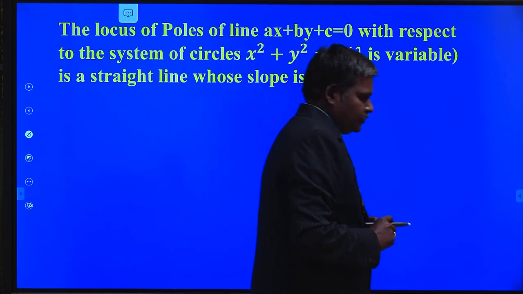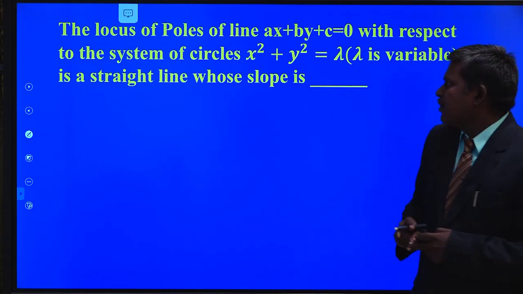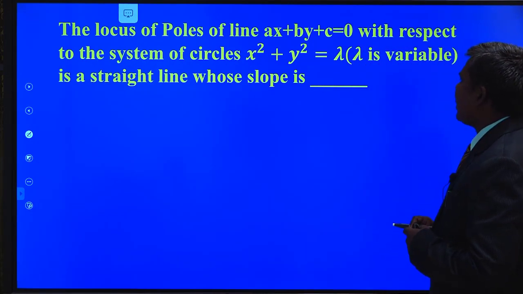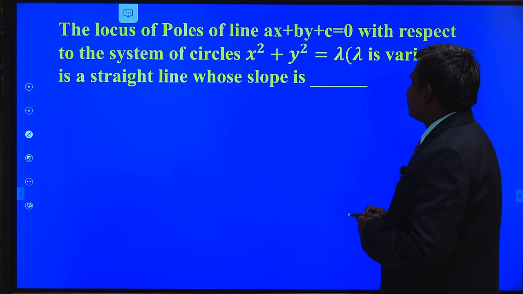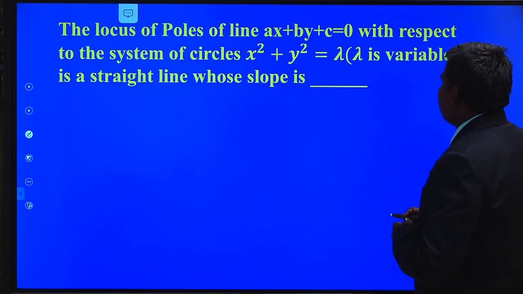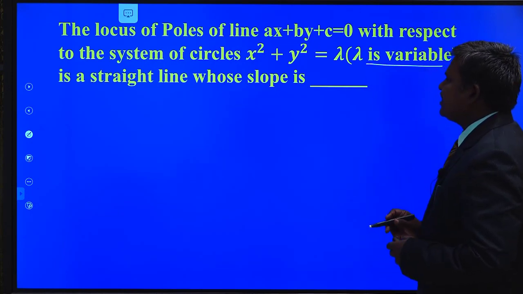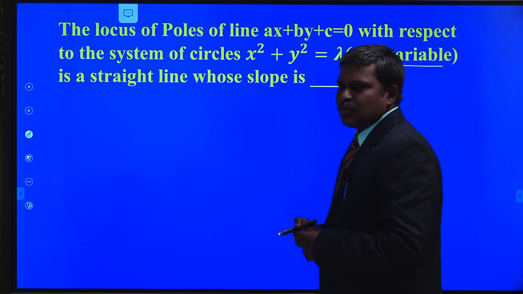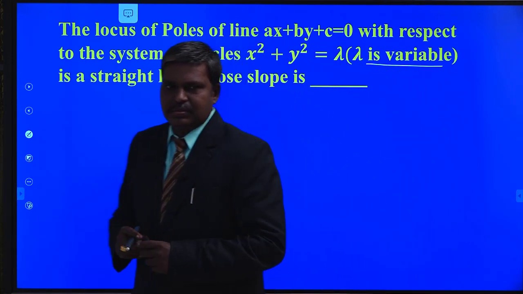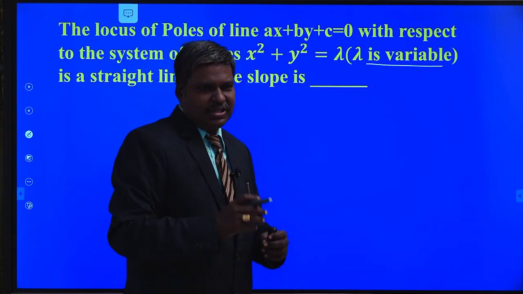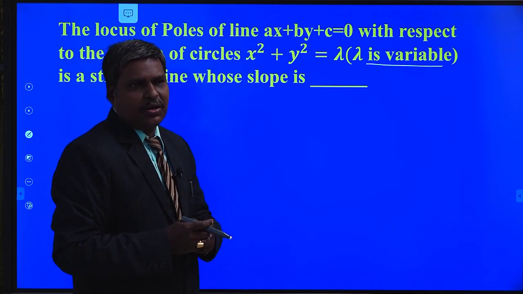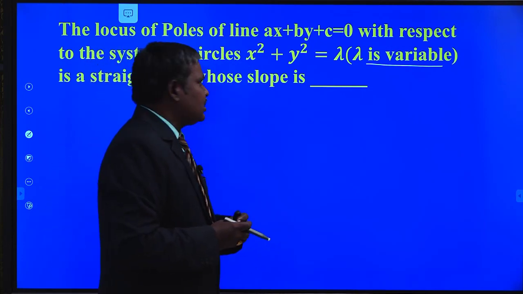See this one. This is the question. The locus of poles of the line ax + by + c = 0 with respect to the system of circles x² + y² = λ, where λ is variable, is a straight line whose slope is what? That is the question. Very simple questions these are. Once you have the concept thoroughly, you can solve all these questions.